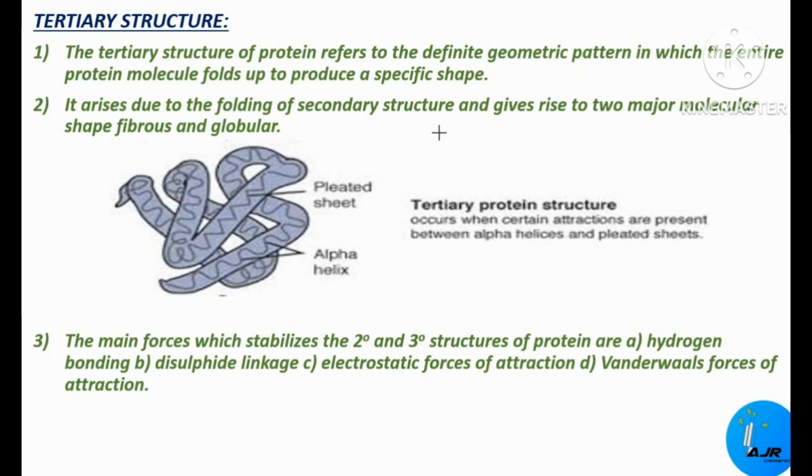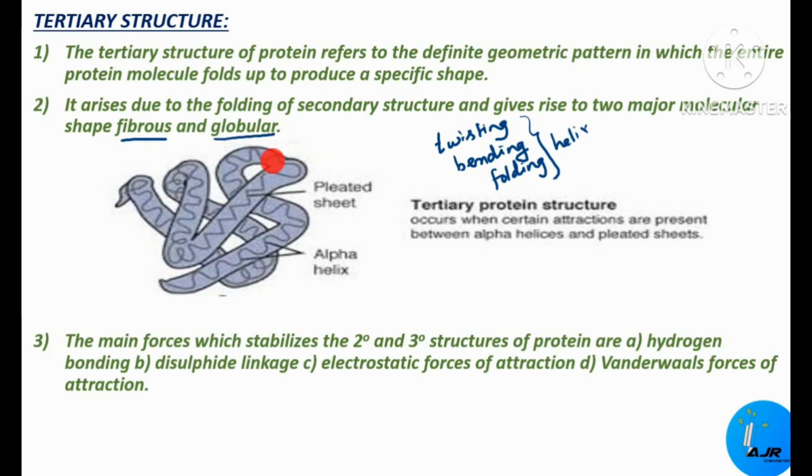This type of tertiary structure results from twisting, bending and folding the helix. The tertiary structure involves the folding of the entire molecule. We get the secondary structure from the primary structure, and the tertiary structure is obtained by the folding of the secondary structure, which gives rise to two major molecular shapes called fibrous and globular.